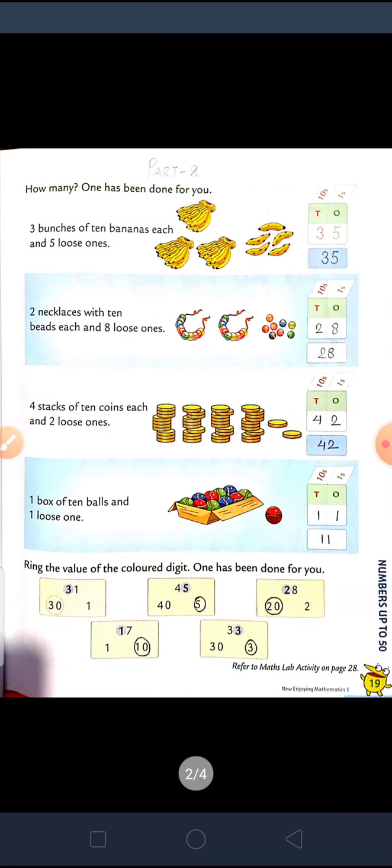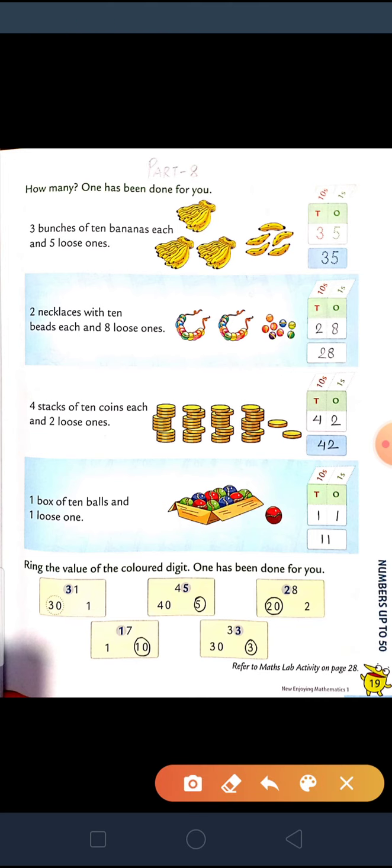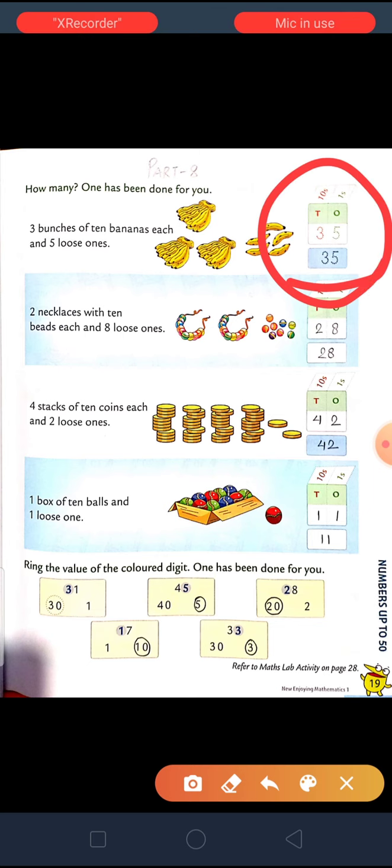Today I am going to teach you mathematics chapter number 1, numbers up to 50, part 8. So last time we learned about number names, tens and ones place. Now here there are some questions given. You can say we call it as word problems also. So according to that we have to solve these questions and write down in these boxes.